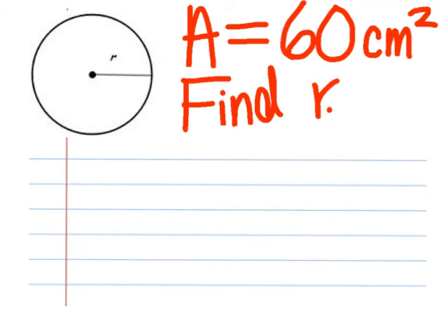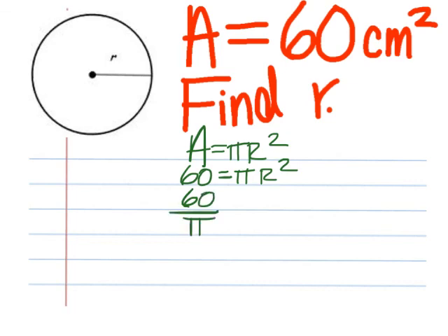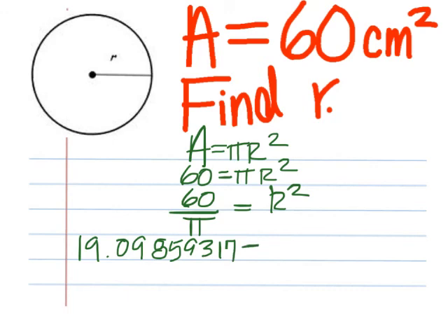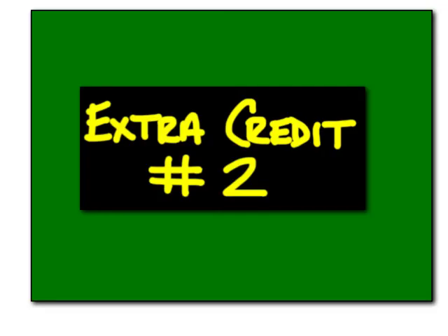Alright, solution for practice number 4. Area equals 60 centimeters squared, find R. A equals pi r squared. 60 is A. And now we must divide 60 by pi and be left with r squared on the right. 60 divided by pi is 19.09859317, and that's equal to r squared. To find the answer for r, find the square root, and that would be 4.37 centimeters.